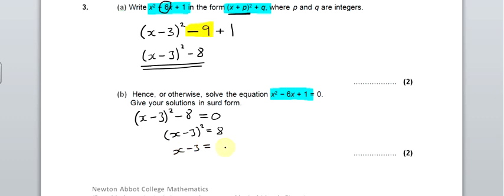And be careful when you square root, because that's where your plus or minus comes from. And then finally we add the 3 across.